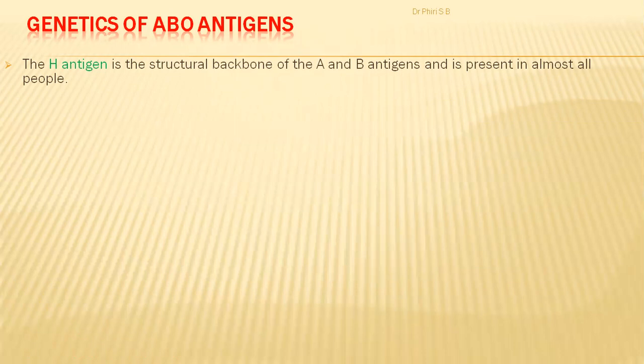So you have two carbohydrate molecules that can be added to H antigen. You have galactose for B antigen, and then you have N-acetylgalactosamine for A antigen. We'll describe all that as we proceed with our class.